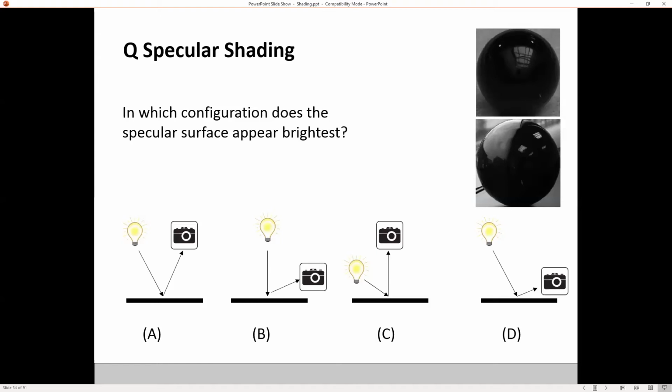Let me go turn our poll back on for our prior question. Okay, so tell me what you think. In this configuration, which one is going to be the brightest?